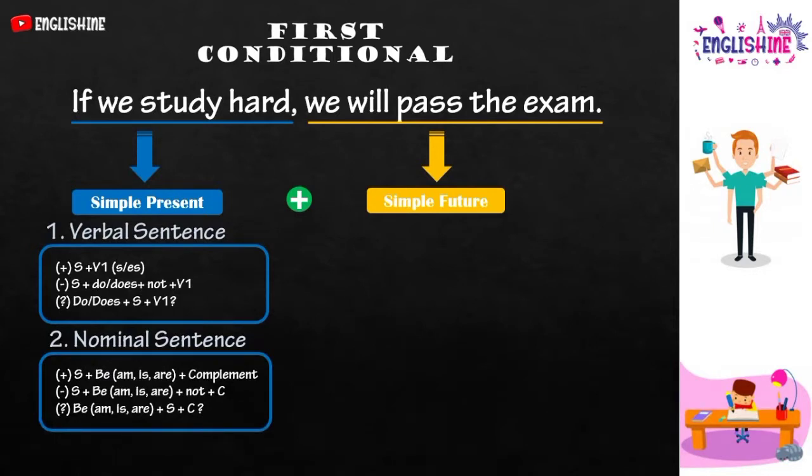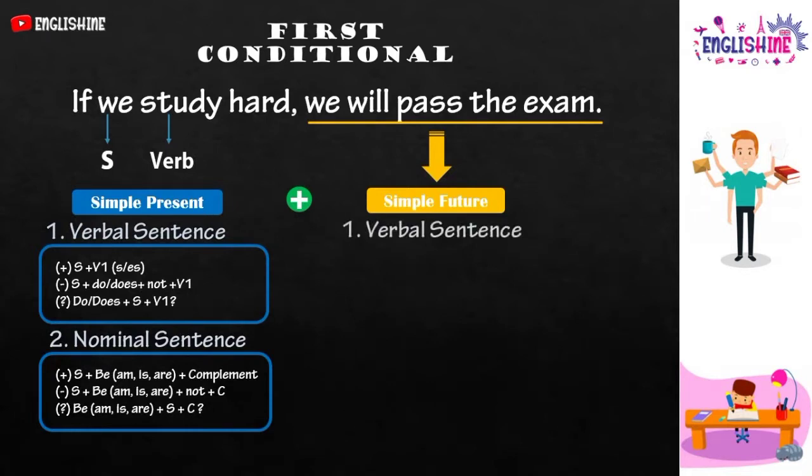Look at the example. If we study hard is a verbal sentence. We is the subject. Study is a verb. The other sentence, we will pass the exam, is using simple future. Simple future is using a modal verb, that is will.